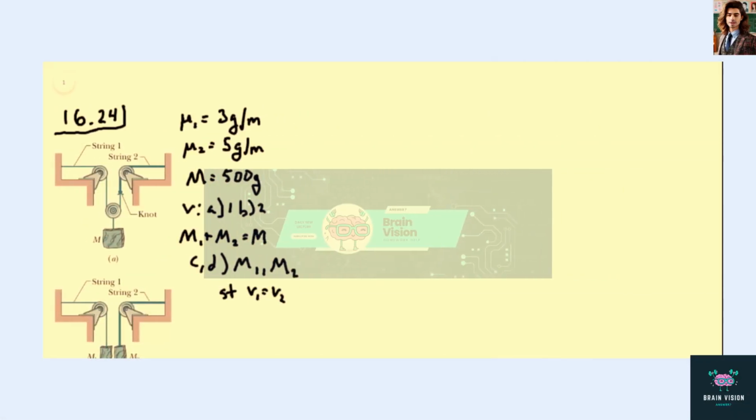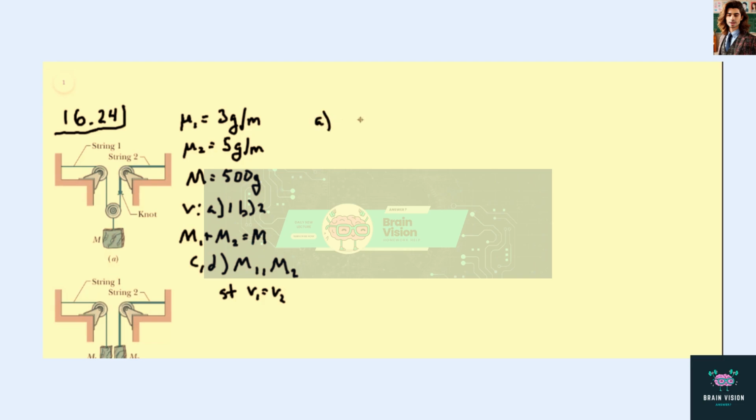16.24. So we have this set up with a couple of strings and some pulleys and a mass that they're supporting. So first we want to find what the wave speed in string 1 and string 2 is. And then we imagine setting up this other situation where string 1 and 2 are the same material as before, but now this mass has been broken up into two pieces. And so we want to find these two masses such that the wave speeds are equal on each string.